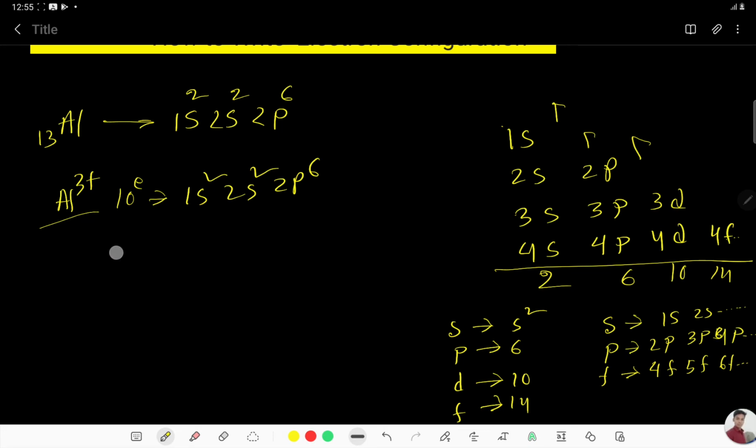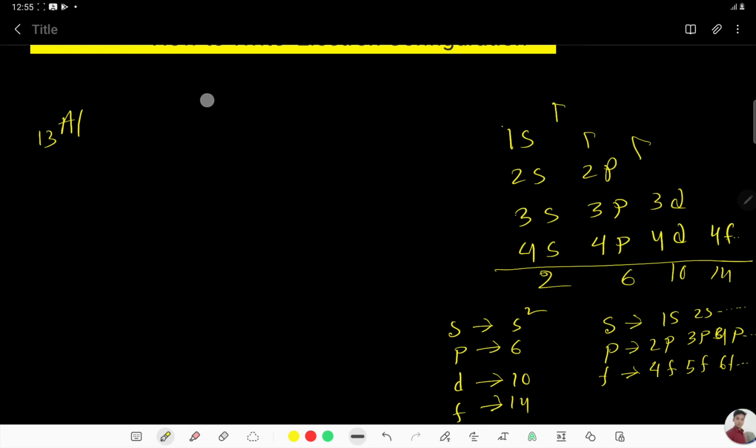So can you write the electron configuration of cobalt? Cobalt, the atomic number of cobalt is 27. This means that it has 27 electrons. So how to do the electron configuration?